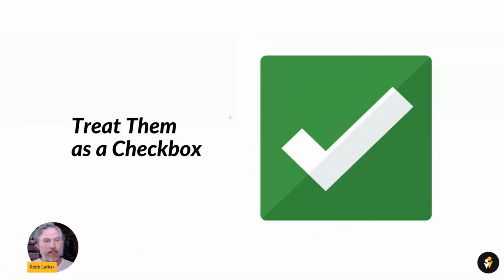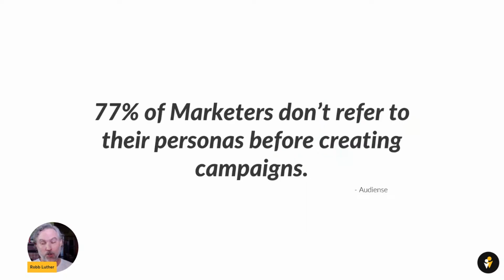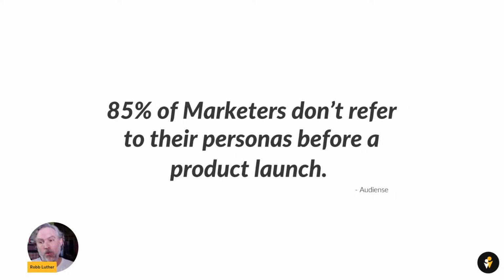So in a nutshell, I think the thing most marketers get wrong about buyer personas is that they don't use them. Even if you have a bad buyer persona and try to use it, it might be somewhat helpful. But if they're just ending up on a shelf somewhere or in a folder at the bottom of a SharePoint library, then they're definitely not going to help you at all. In fact, 77% of marketers don't refer to personas before creating campaigns, and 85% don't refer to their personas before a product launch. So they're built, it's a checkbox item, they go away and they're not used. Nobody pays attention to them.